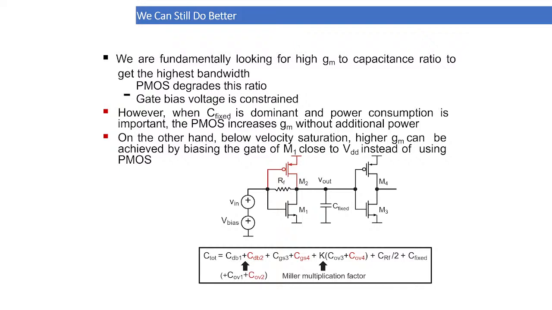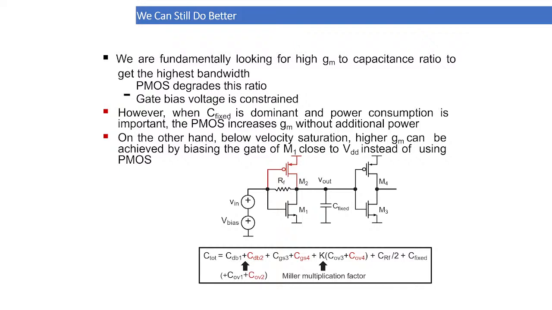Generally, CMOS decreases the Gm to capacitance ratio. But if C fixed is dominant, in that case CMOS increases Gm without requiring any additional input power. So you don't require any additional power, it will simply increase Gm. If Gm is increased, the Gm to capacitance ratio will increase. So that we can achieve by using the dominant C fixed.